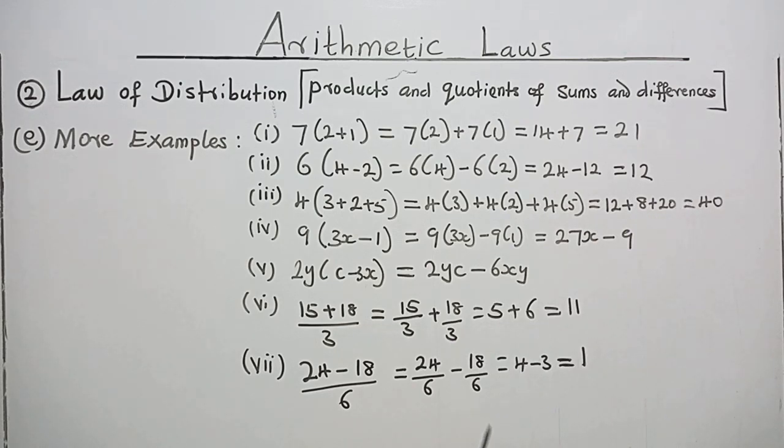By applying the law of distribution. So the effect of this 4 was distributed across all the members of the sum in the bracket. That is the meaning of that statement.